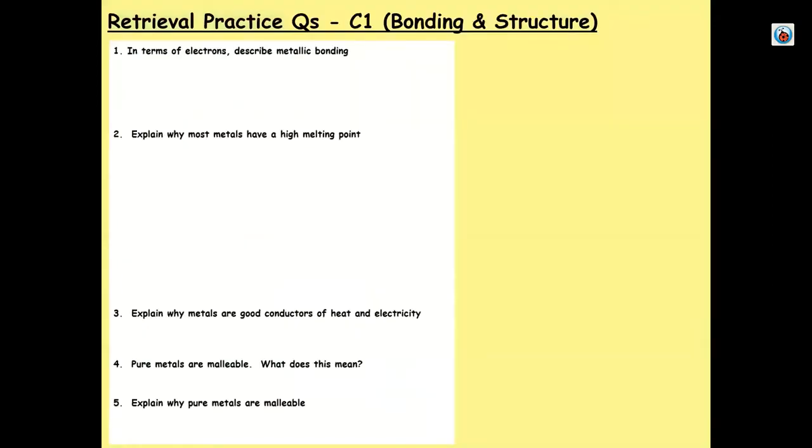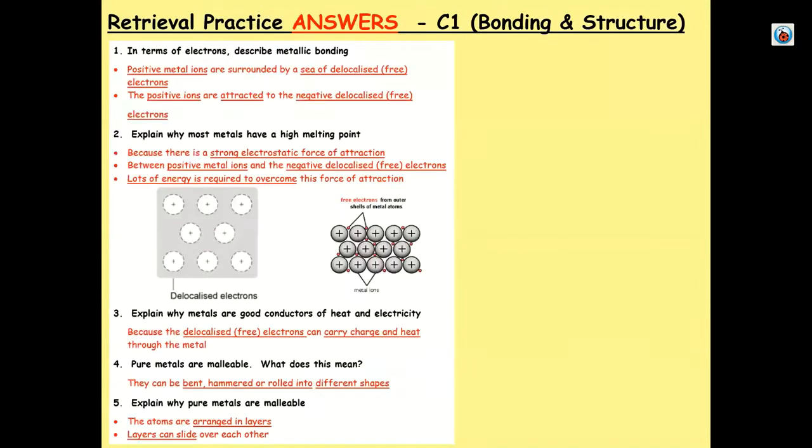Here are the chemistry questions. Pause and retrieve. Here are the answers. Can you mark your work and produce revision cards? Pause and revise.